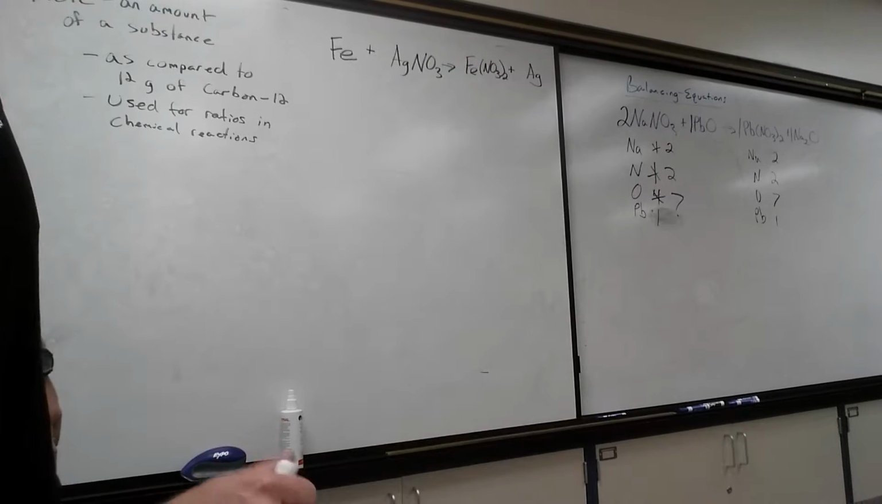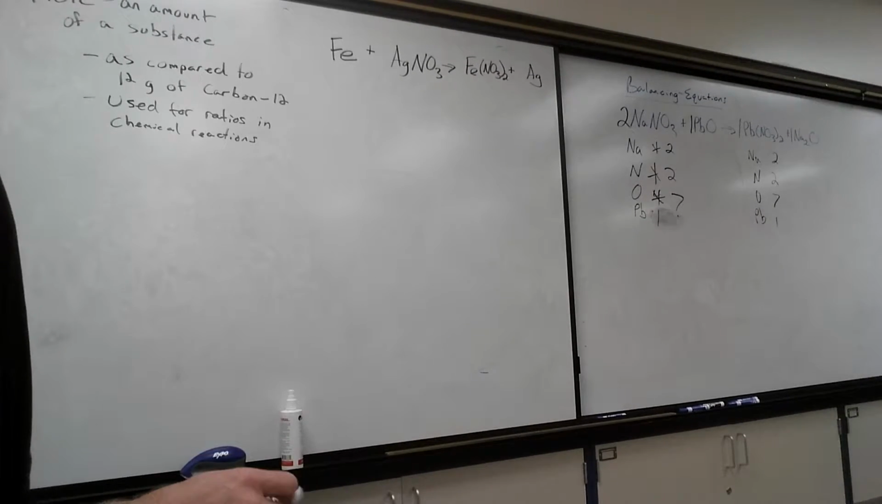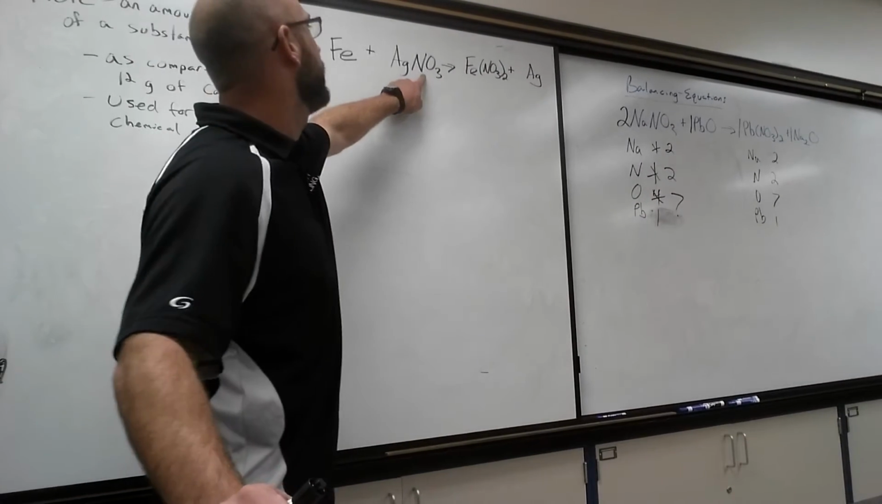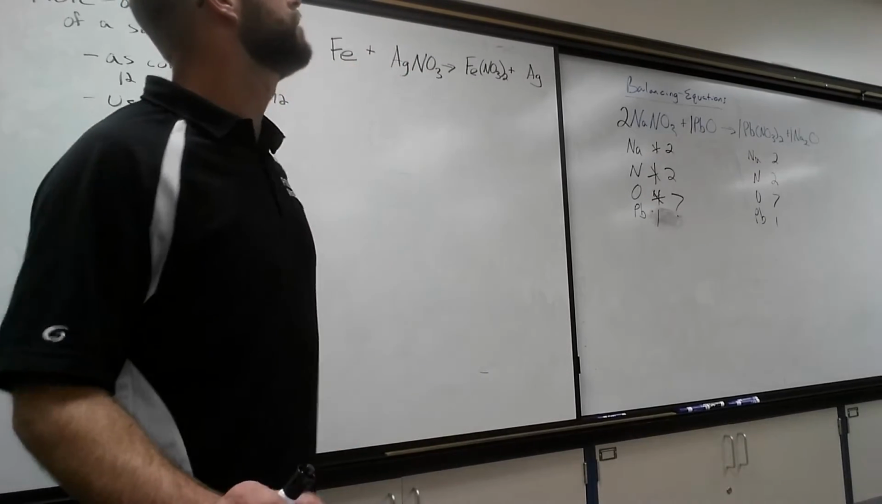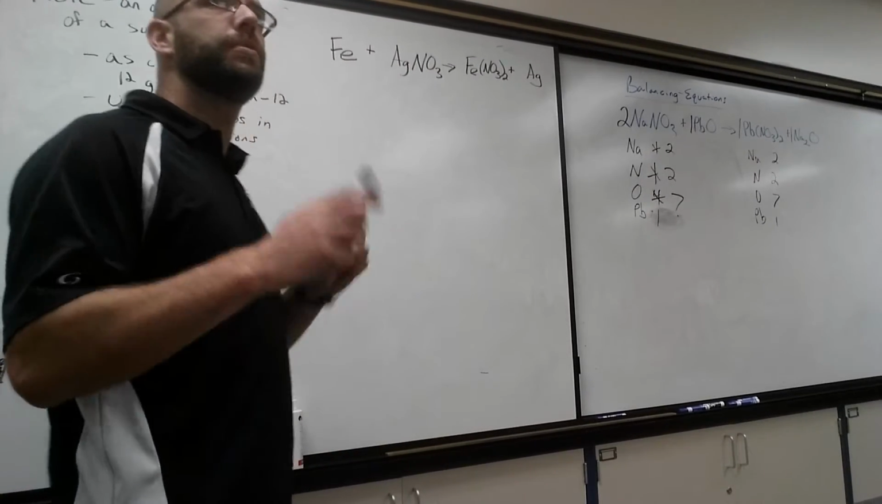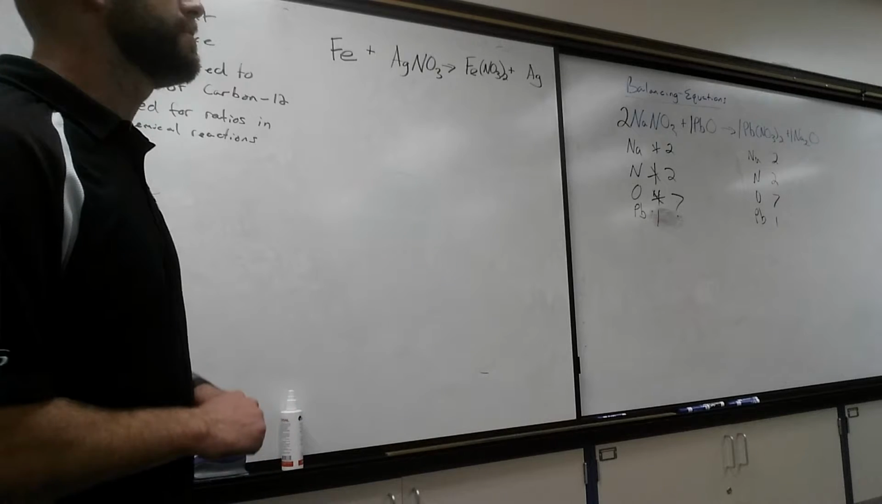And this is what type of reaction, Caden Dozier? Single displacement. We just switched the nitrate from the silver to the iron. All right? We displaced one thing over to another place.